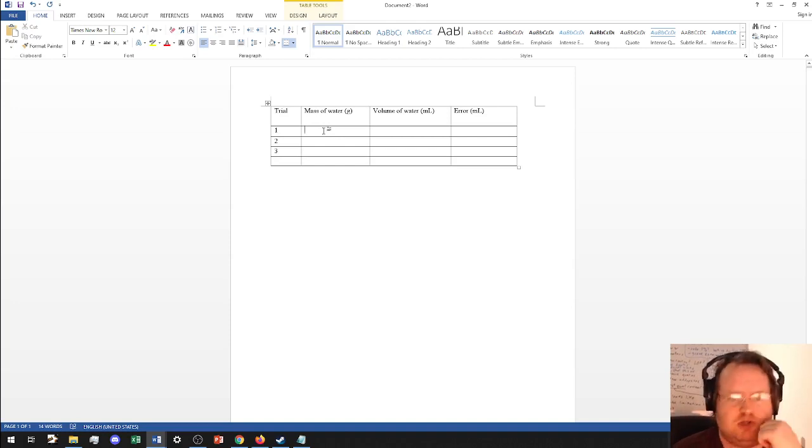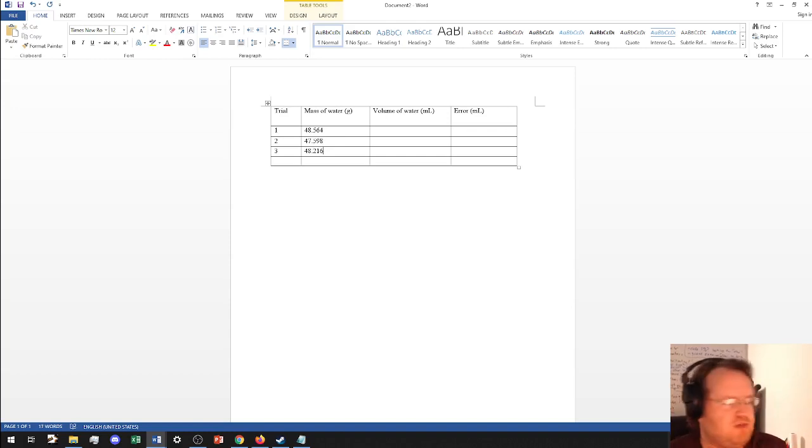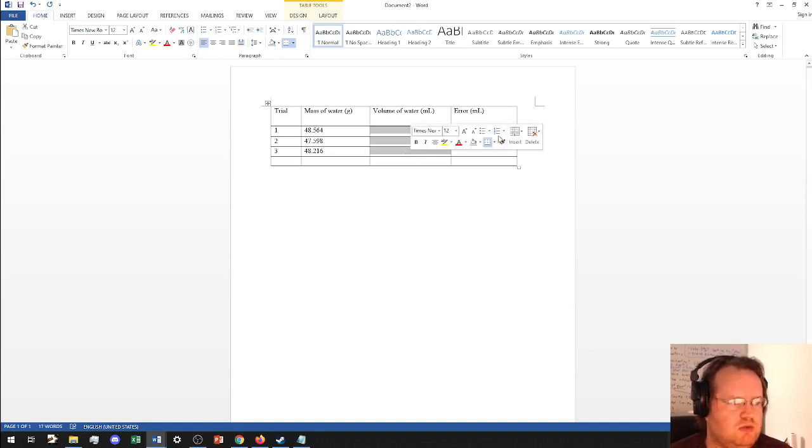So let's say we made some measurements like 48.564, 47.598, and then 48.216. These aren't specific measurements from any lab. They're just some numbers I came up with. And then if we wanted to do that, we would then fill out these next 2 areas here.